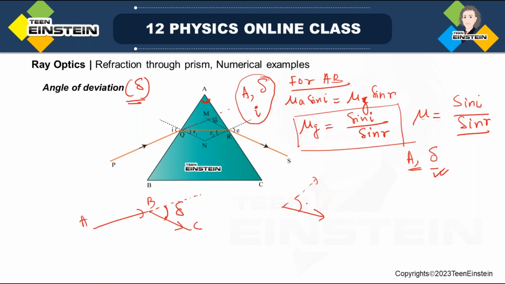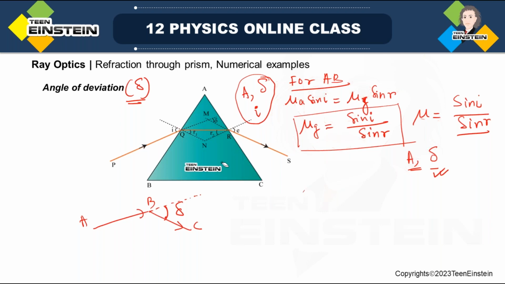This angle is actually called delta. Here in the figure it is given. This is the angle of deviation, delta. This is the direction of incidence and this is the emergent ray. The direction was earlier here, so its angle of incidence was this, but now it has deviated to this direction. So this is the angle of deviation.